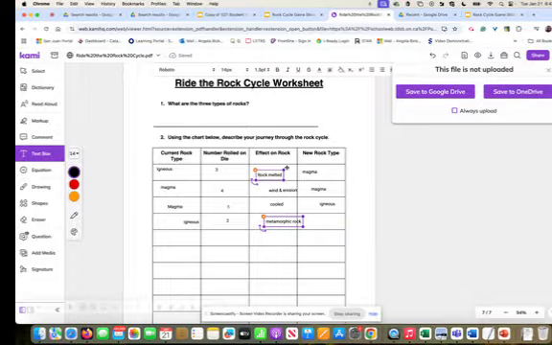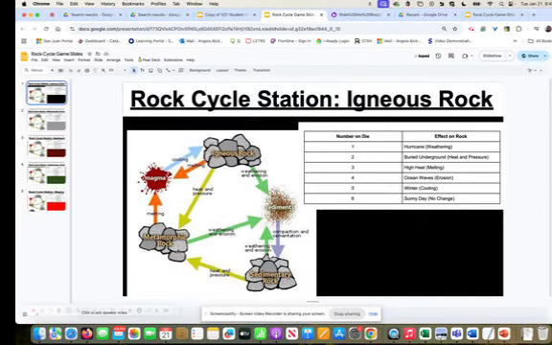I think you get the idea. You're filling this chart out and trying to follow the cycle of your rock. Hopefully you'll learn that it is not a circular cycle. Rock evolves and changes in many different ways.